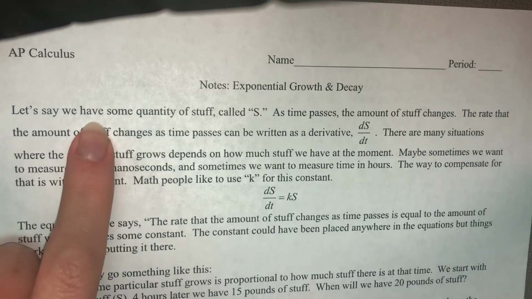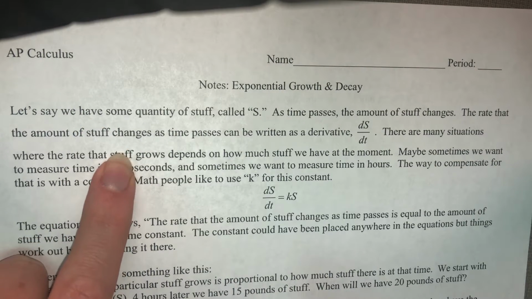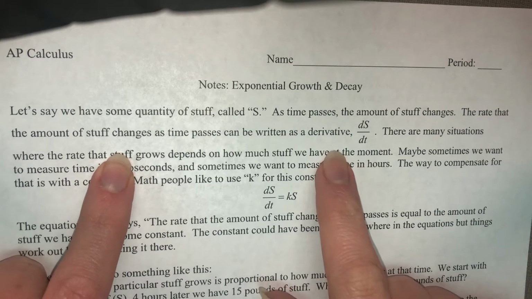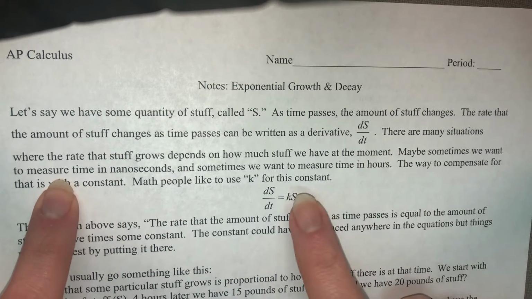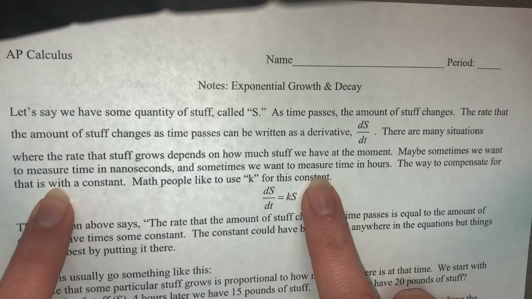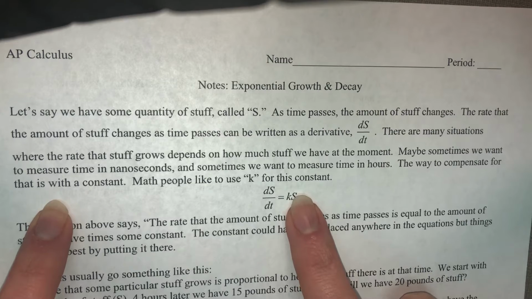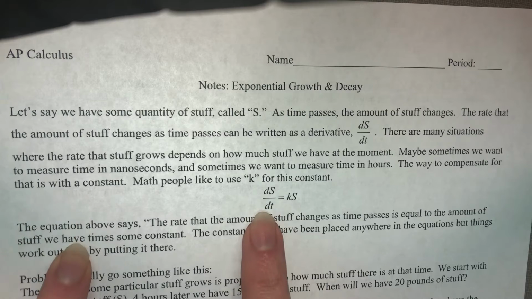Let's say that we have some quantity of stuff called S, and as time passes, the amount of stuff changes. The rate that the amount of stuff changes as time passes can be written as a derivative, ds dt. There are many situations where the rate that stuff grows depends on how much stuff we have at the moment. Maybe sometimes we want to measure time in nanoseconds, and sometimes we want to measure time in hours. The way to compensate for that is with a constant. Math people like to use k for this constant.